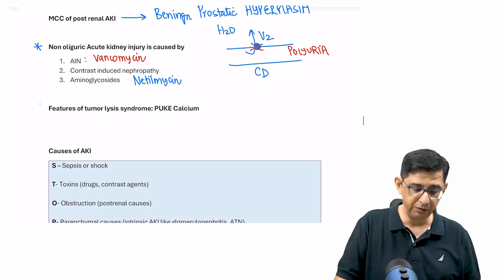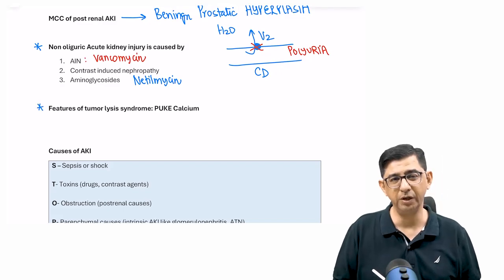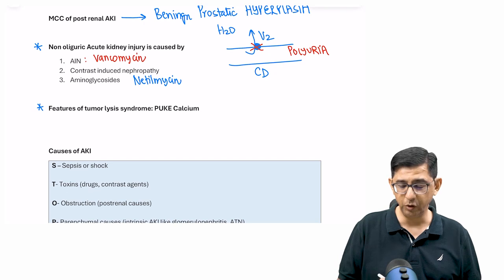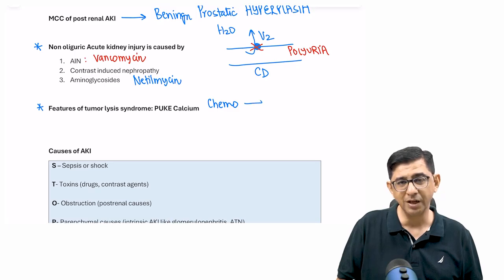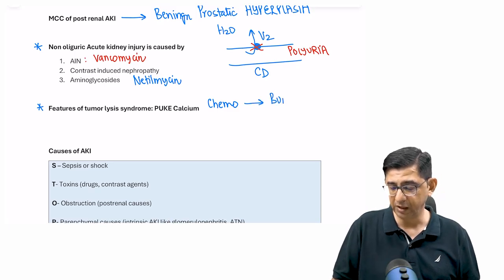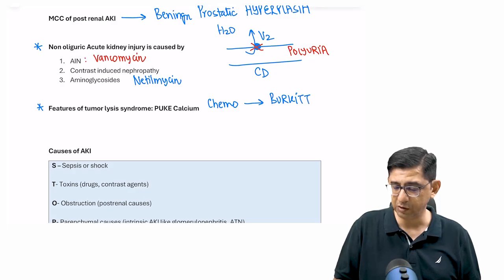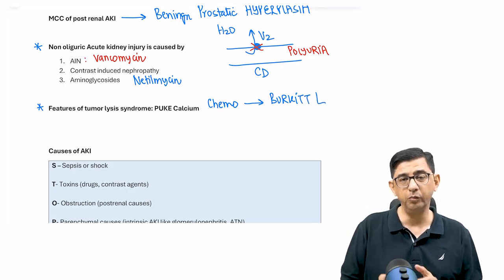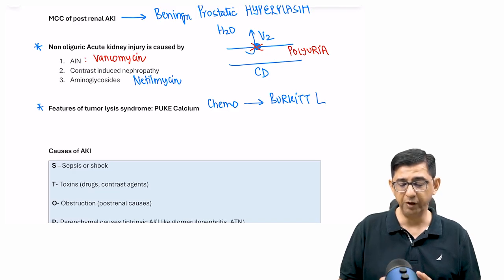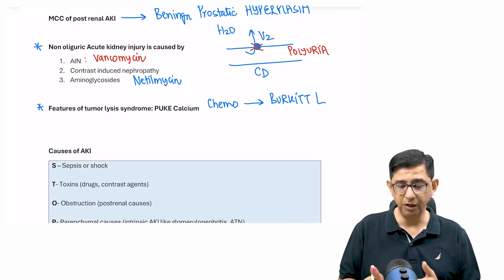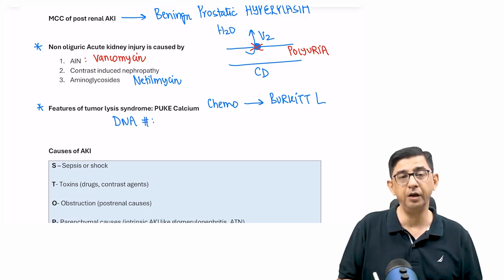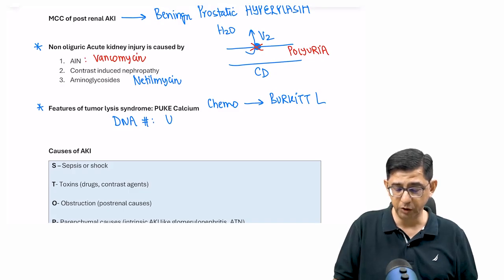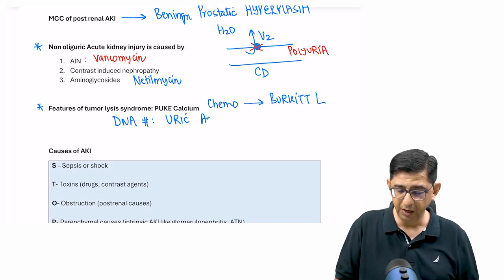Then there is a topic which I've discussed separately in hematology, but I'll just introduce it here: tumor lysis syndrome. This is usually seen when you give chemotherapy to patients with cancers. One of the highly aggressive cancers that has a tumor doubling time of 48 hours is Burkitt's lymphoma. So when you give chemotherapy to somebody with Burkitt's lymphoma, killing the cancer cells will break down the DNA. The breakdown of DNA will result in more production of uric acid, and these uric acid levels can be so high that they can block the tubules of the kidney.